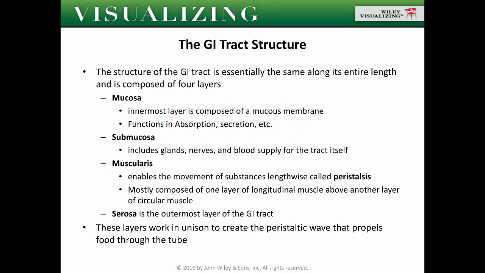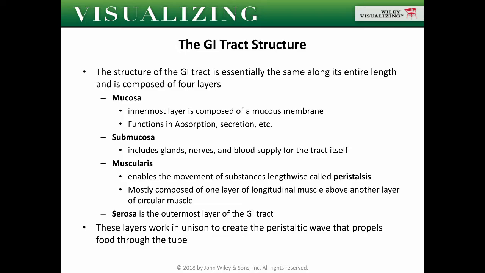Its main function is in absorption or secretion of liquids. The submucosa includes the glands, the nerves, and the blood supply for the tract itself. And the muscularis enables the movement of substances lengthwise. The muscularis, from its name, is basically muscle. It's the smooth muscle layer of your GI tract. It's actually the reason for the peristaltic movement. Peristalsis is the movement of the tract that propels the food from the mouth along the length of your GI tract.